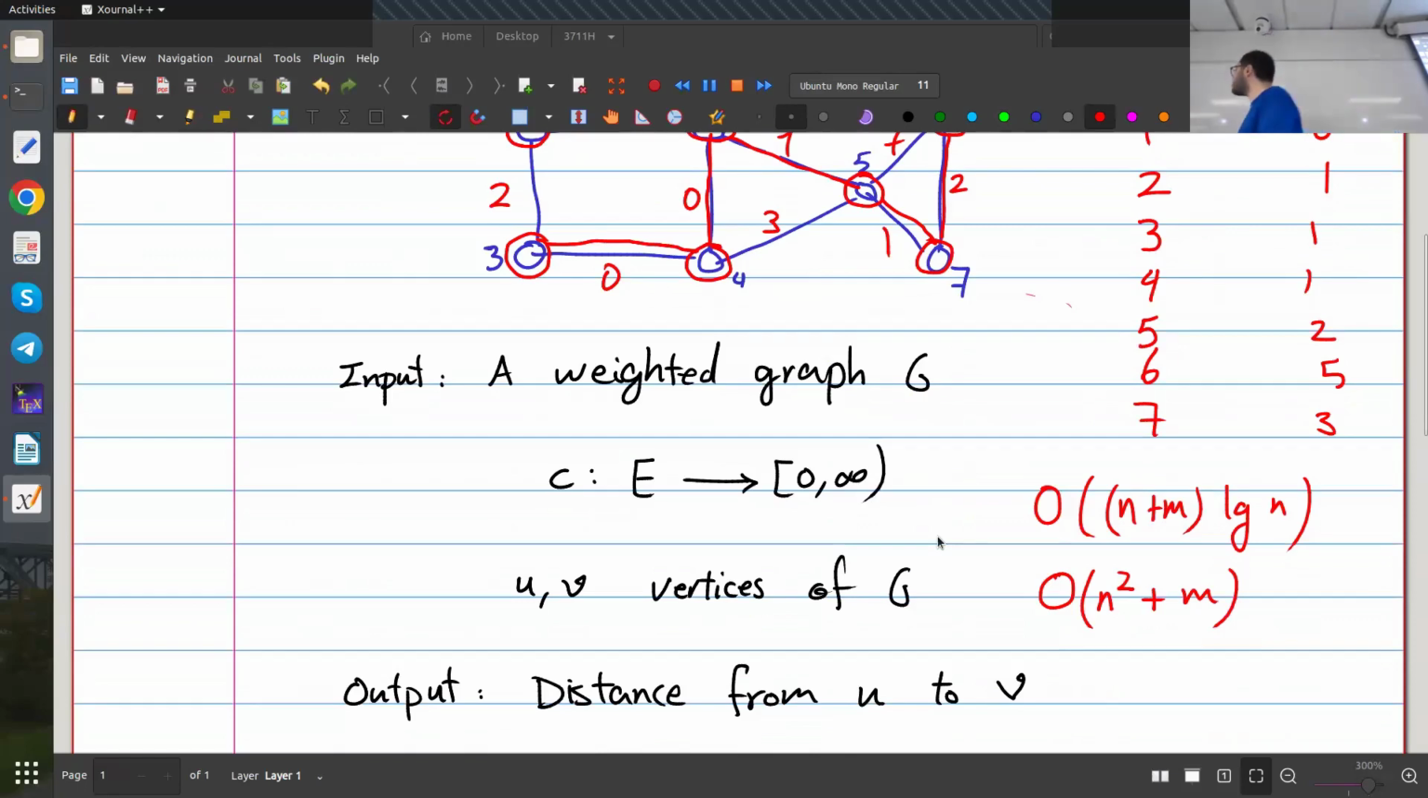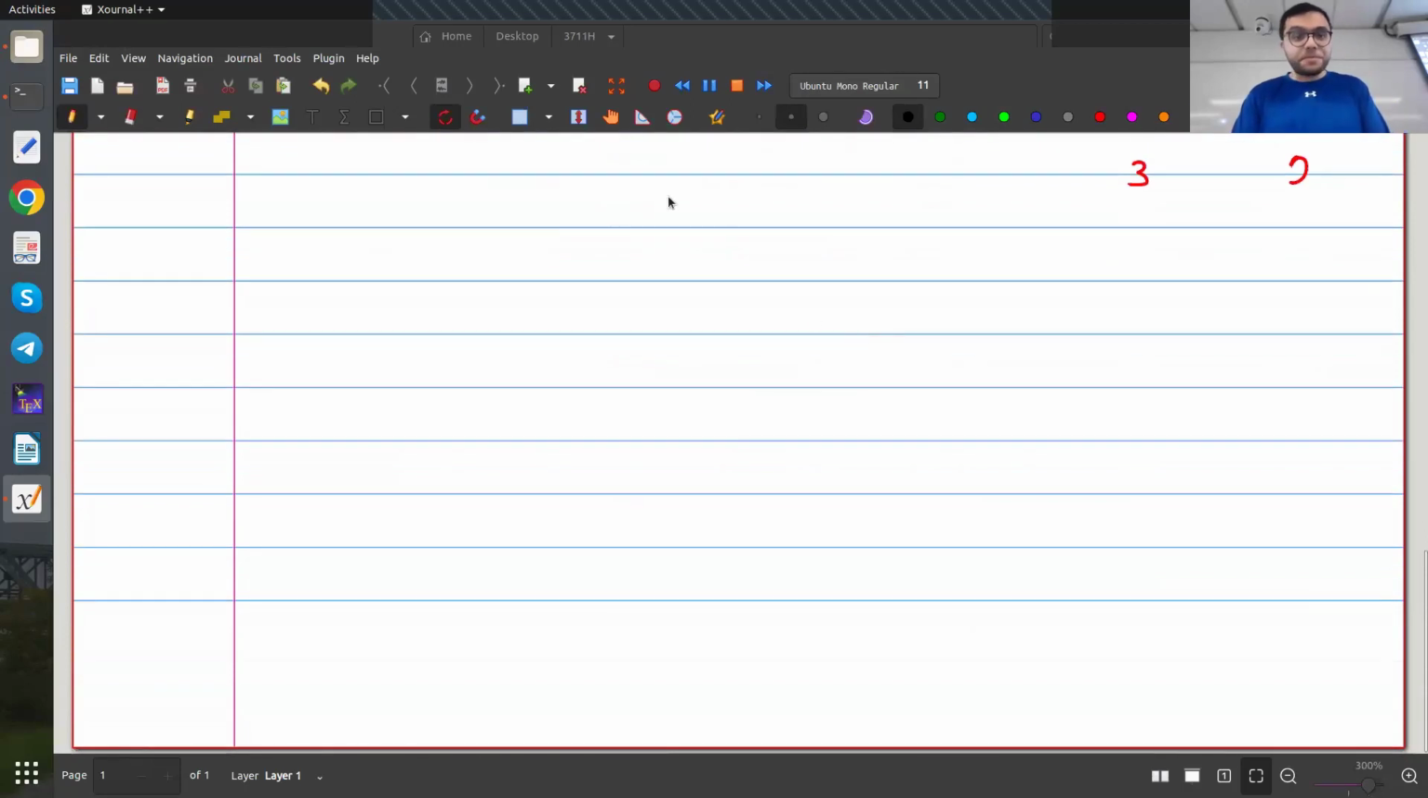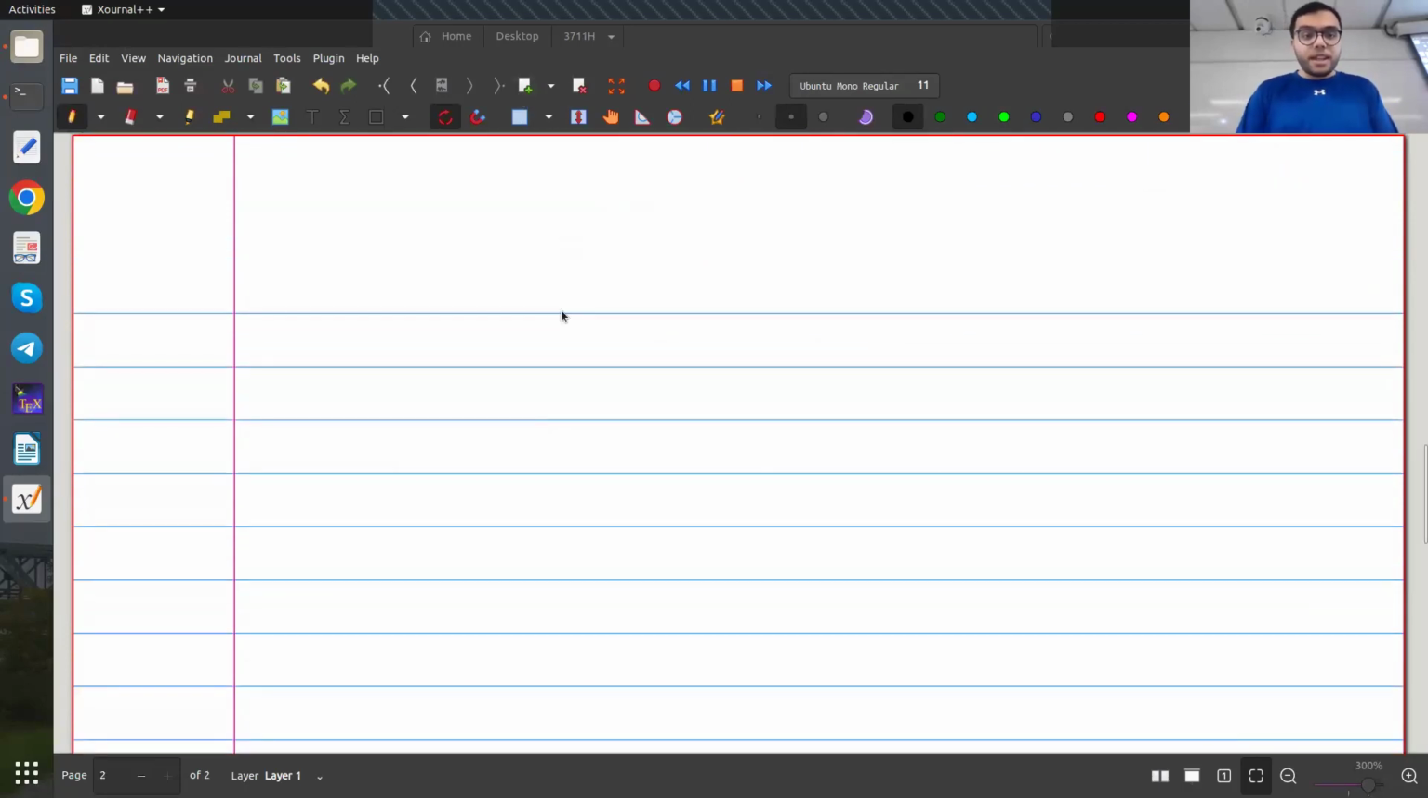And we talked about how to code it. If you haven't seen that, it's already on Canvas. And we talked about the runtime. So today we're going to talk about a completely different problem. Okay, so today's topic is disjoint sets with union.